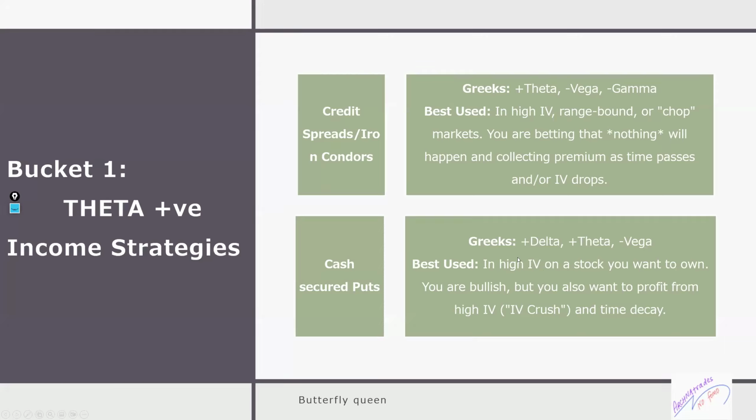Okay. Now you can see over here, it's a positive theta, negative vega trade, like the credit spread. And so that is the reason why I say these are theta positive income trades. Every day that I am not wrong, I am making money.